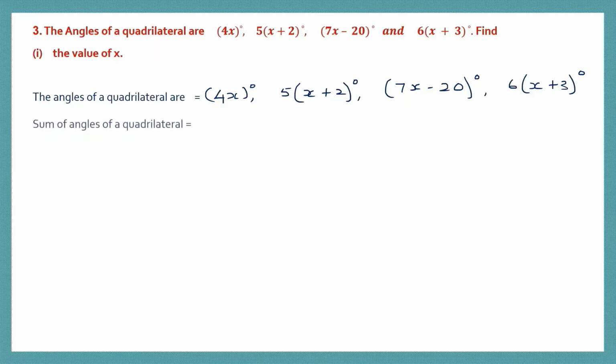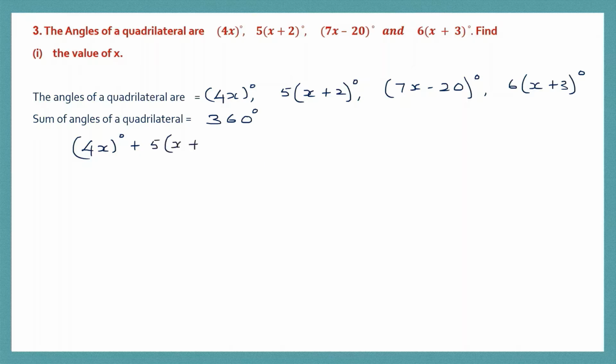These are the 4 angles, and we know that the sum of angles of a quadrilateral is equal to 360 degrees. That means I need to add up these 4 angles to get 360 degrees. So that is 4x plus 5 into (x plus 2) degrees plus (7x minus 20) degrees plus 6 into (x plus 3) degrees. All this should be equal to 360 degrees.